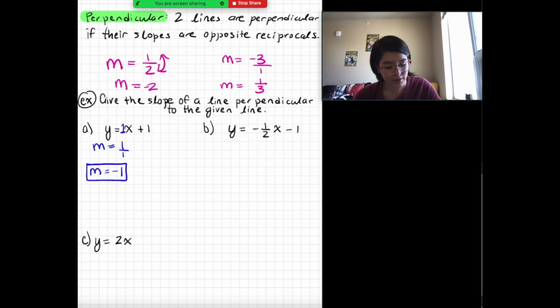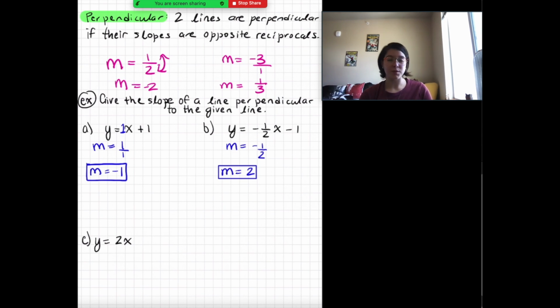In B, we're given the line y equals -1/2 x minus 1. So our slope in this one will be -1/2. And so a slope perpendicular, we have to flip that fraction and then change the sign. So we flip the fraction, it becomes 2/1, which is just 2, and then we flip the sign, so it becomes positive. So positive 2 would be our slope.